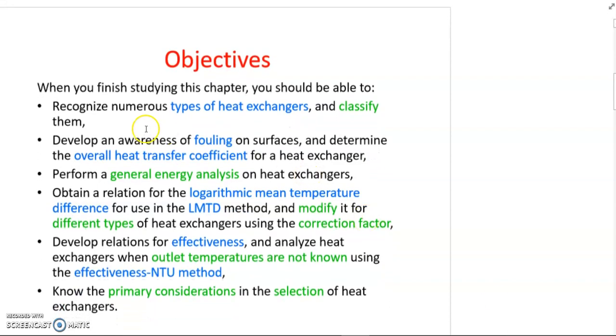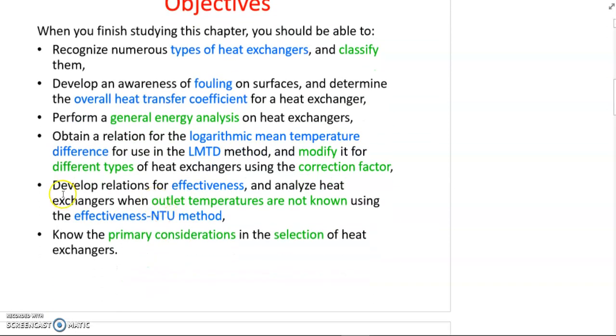So previously in chapter 4, let's recall back, you have learned numerous types of heat exchanger. Then we introduced you to fouling effect, where corrosion can happen on the surface. And we also gave a general energy analysis, and we have looked at the LMTD method, one method to analyze your heat exchanger, and the other method is called the NTU method. So today we will finish up chapter 4 with the NTU method and selection of heat exchanger.